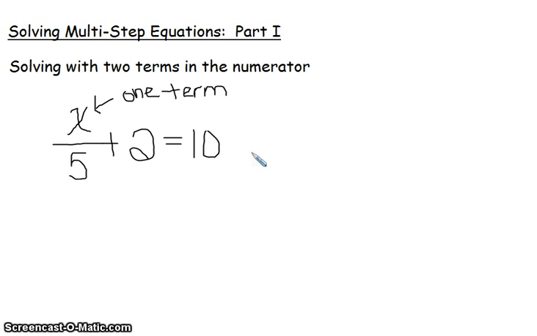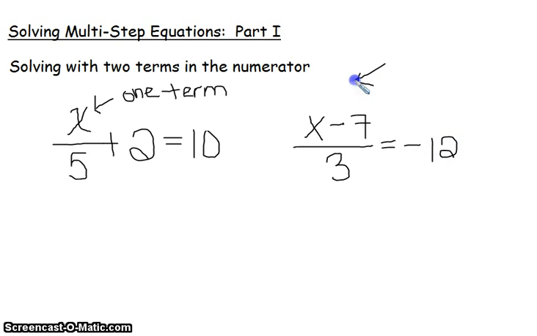But what I want to look at is the difference in this type of equation and one with two terms in the numerator. So we're going to look at this one. x minus 7 over 3 equals negative 12. And as you notice, x minus 7 there in my numerator, there are two terms: x and a negative 7. So that makes the subtraction problem x minus 7.